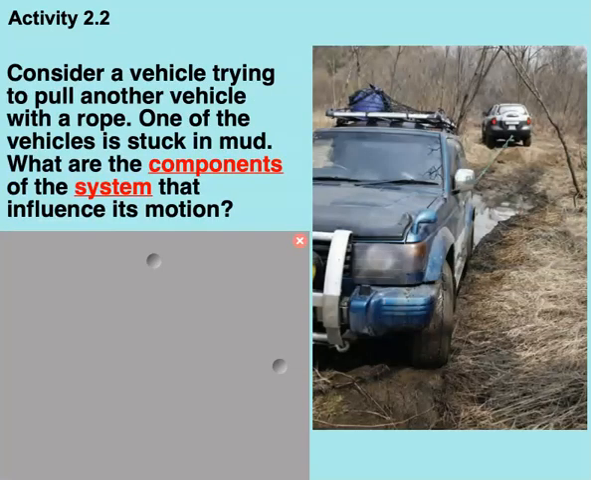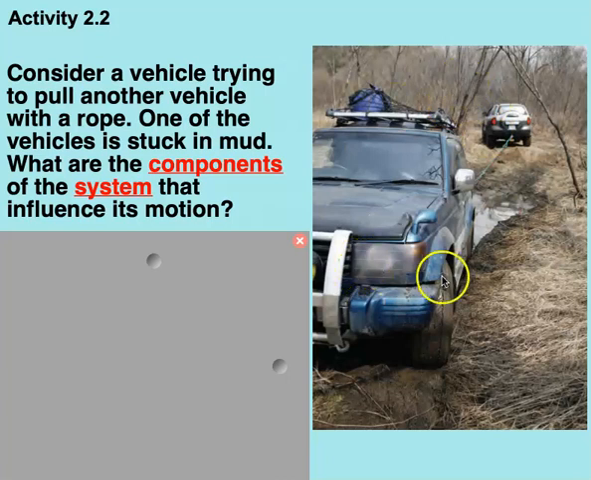And here's the scenario. We've got a vehicle that's stuck. So let's just pretend for a second that you were driving a vehicle in the backwoods, and you got stuck in a mud pit. Someone else has come along and they're going to try and pull you out with a Yankum rope. So consider a vehicle trying to pull another vehicle with a rope. One of the vehicles is stuck in mud. What are the components of the entire system that influences motion?